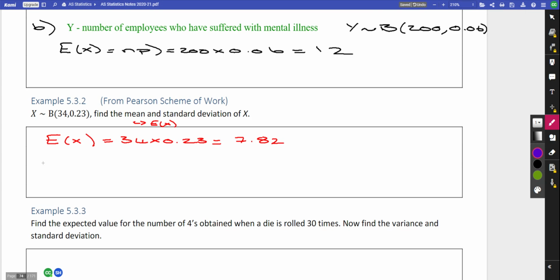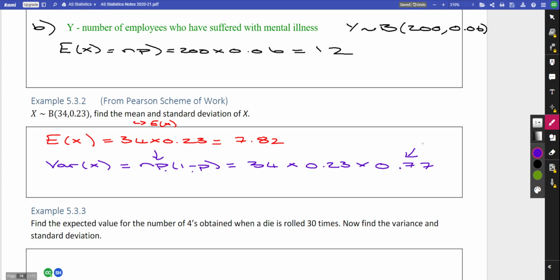And if we're doing the standard deviation, first of all, I'm going to find the variance of x, which is equal to np(1 minus p). Those two probabilities add up to 1. So we've got n is 34, p is 0.23. That np is just the mean. And then we're timesing it by 1 minus 0.23, which is 0.77.